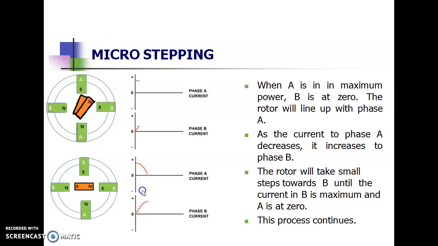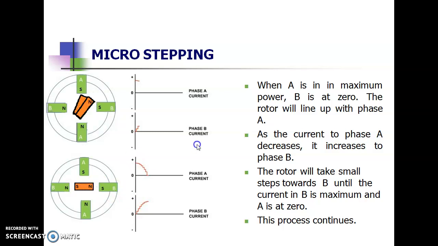When B reaches maximum, A becomes 0. So when B reaches maximum, the rotor lines up with B. This is happening in very small steps, because A is continuously decreasing and B is continuously increasing. It moves slowly, and the angle is going to be very small, and when it reaches the maximum point, that is phase B, it is aligned with B.